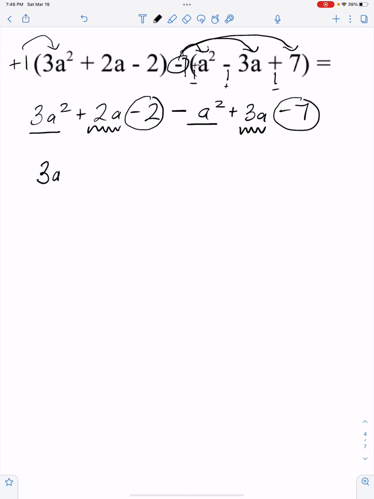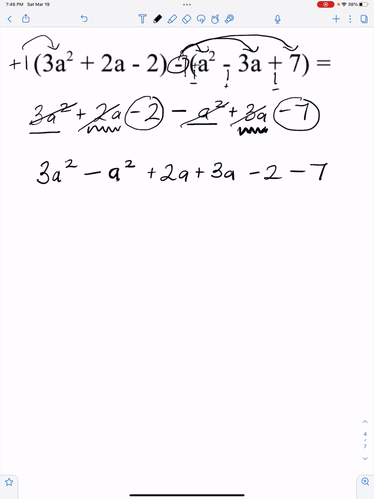Meaning, I'm going to rewrite 3a squared, but I'm going to put this -a squared right next to it because I know those are eventually going to be combined. Then I'll put my 2a, and I can cross these out, by the way, as I go, to make it easier for my brain to see what I've done. Now I'm going to add my 2a, and because of my squiggles, I can easily see that that's my 3a that's going with it, so those are done. And then my two circles are left, meaning I have -2 minus 7.